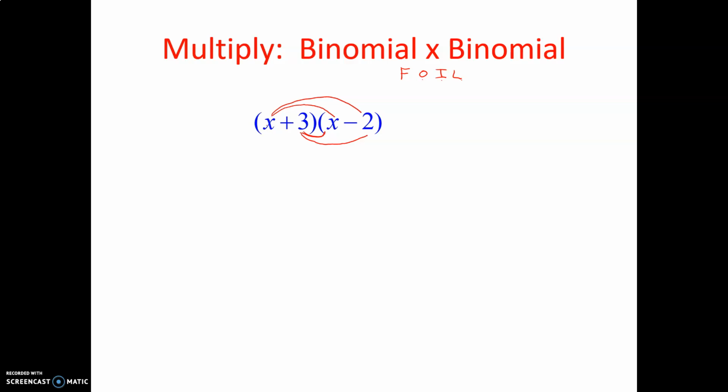You can also think of it as everybody gets a term to multiply. So the first term here multiplies the first and then the second term. And then the second term in this parenthesis multiplies the first and the second term.